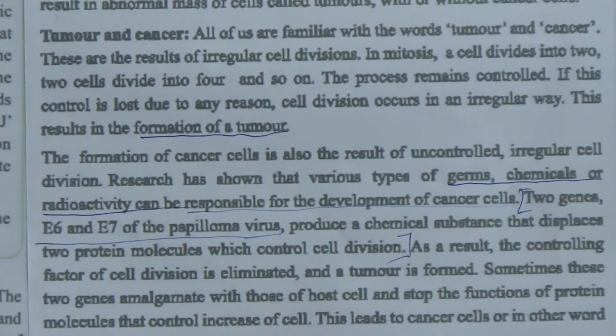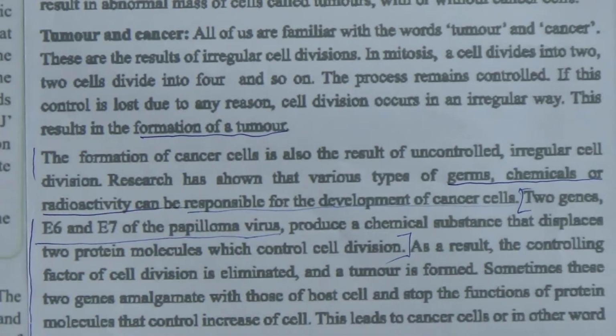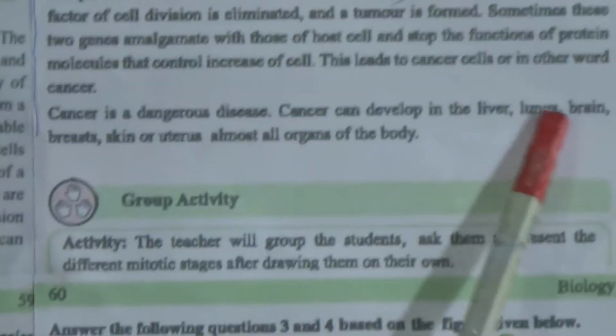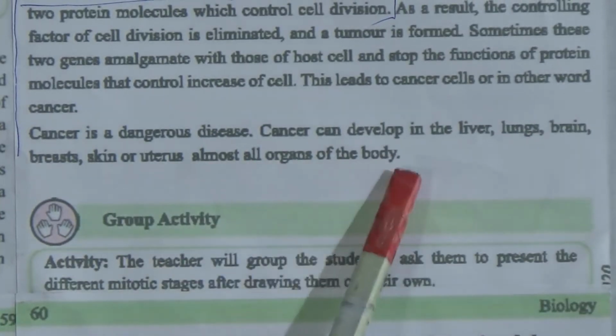Dear students, this part is very important for you. You have to learn this part. Cancer is a dangerous disease. Cancer can develop in the liver, lung, brain, breast, skin or uterus, almost all organs of the body.